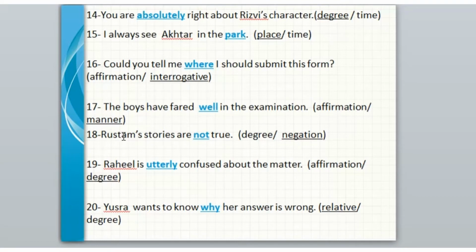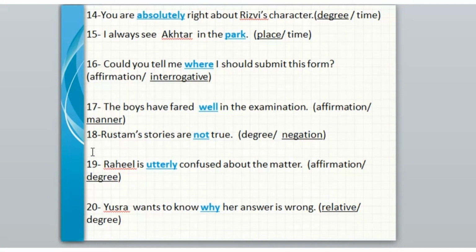Number 18, Rassam's stories are not true. Students, you see where is the adverb? Options are degree, negation. Yes, this "not" is the adverb of negation. You will underline "not" and put a tick on top of negation, the negative one.